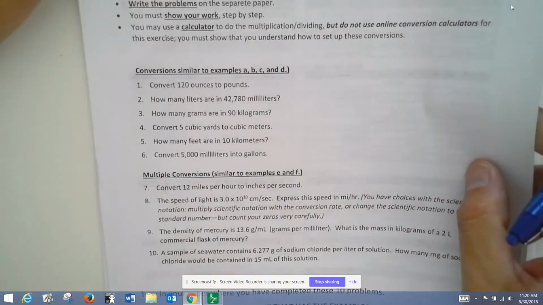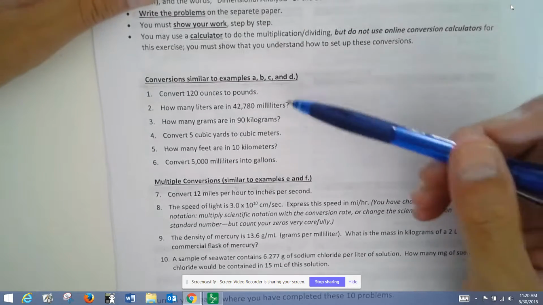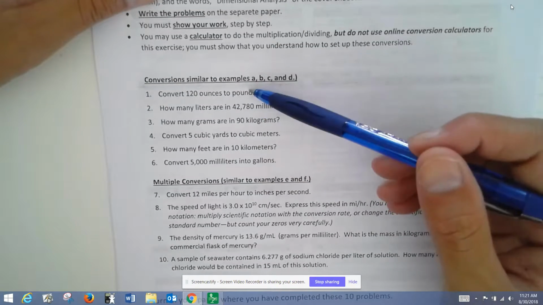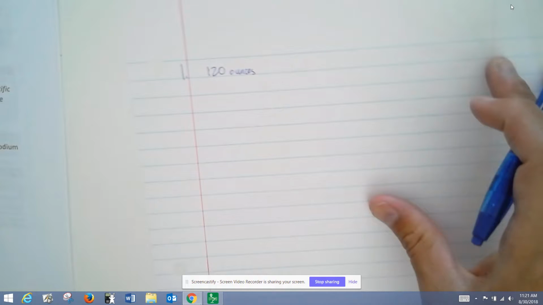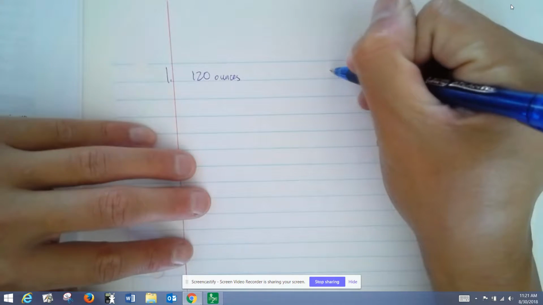I'm going to help you with some of the problems, just to get you started with how to do some of these first problems in part one for the dimensional analysis. So convert 120 ounces to pounds. Let's start with what you have. We only know that there's 120 ounces, and what it's asking for is to convert it to pounds.